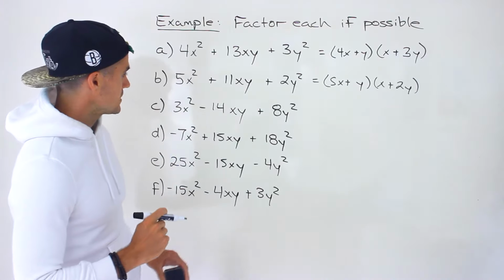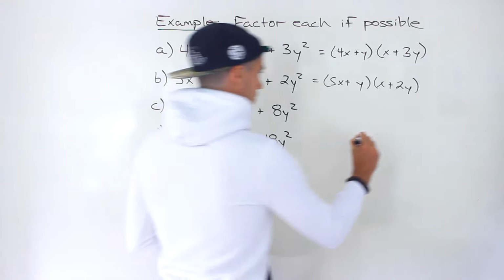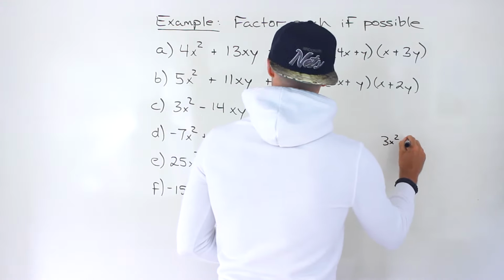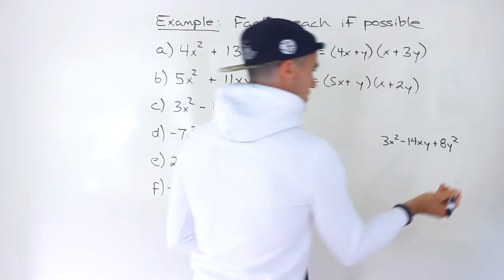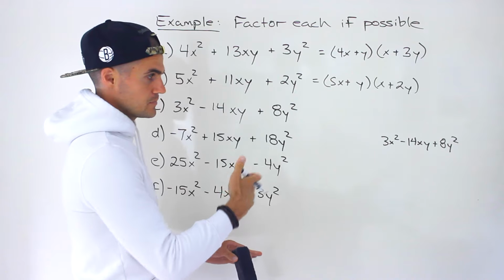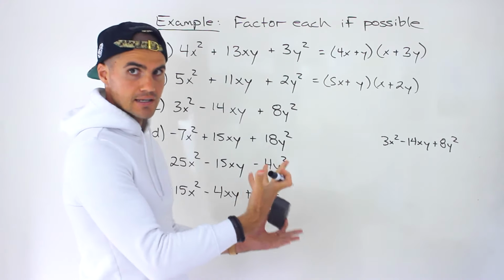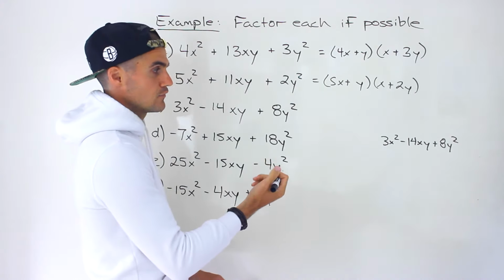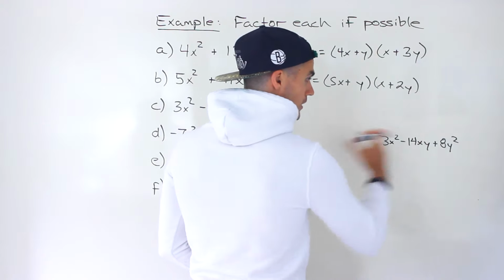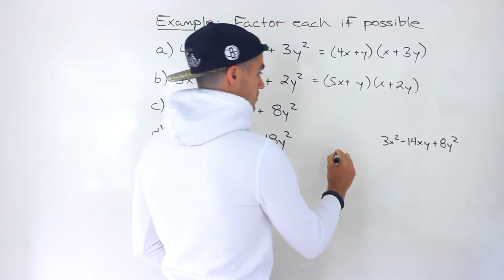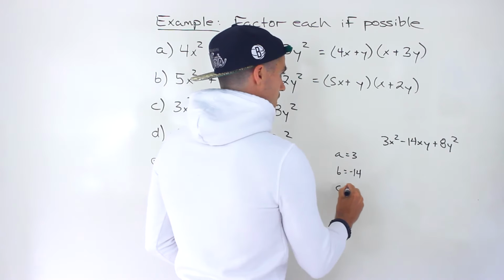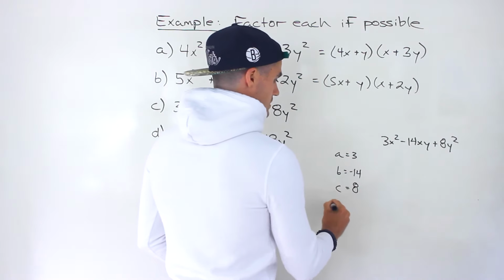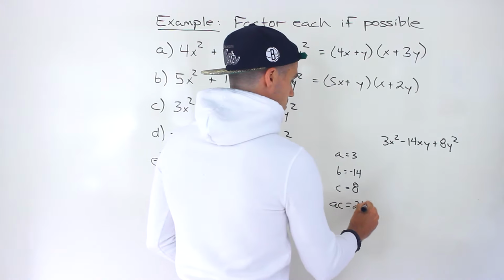Then moving on to part C, we got 3x squared minus 14xy plus 8y squared. So first thing we always check, can we take anything out between the 3, 14, 8? Can't take anything out, and then we can't take out any variables because there's no variable that's common in all three expressions. So a value is 3, the b value is negative 14, the c value is 8. So let's see if this works with decomposition.